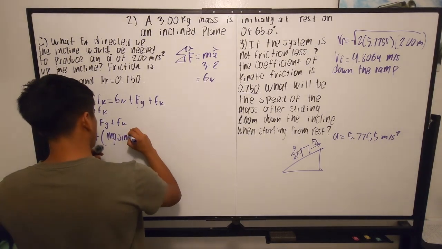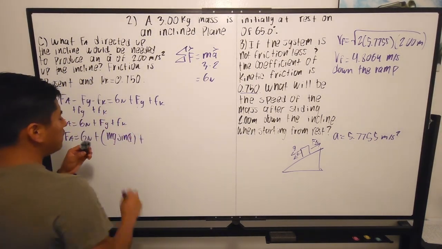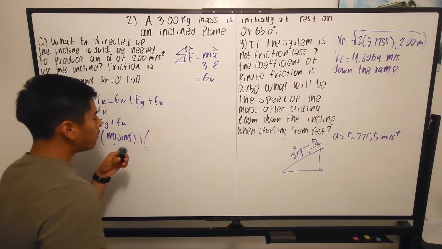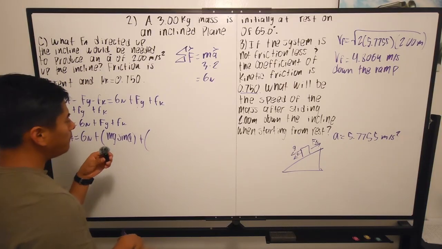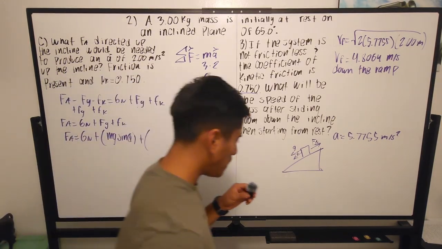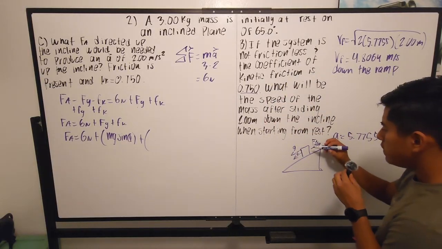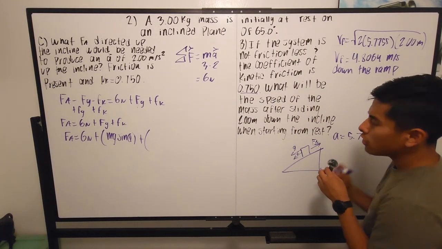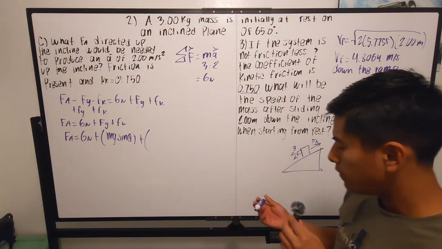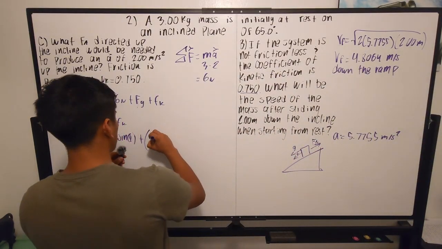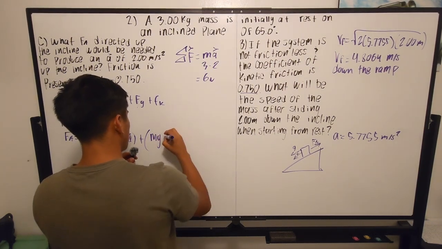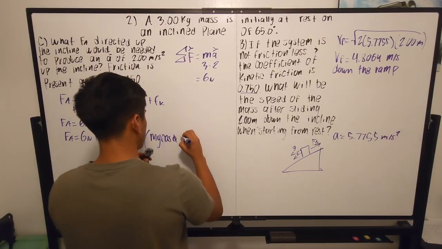mg sine of theta plus the force of kinetic friction, which is going to be the normal force times mu. So the normal force is going to be the component of gravity that is perpendicular. So that is going to be mg, not sine, mg cosine of theta multiplied by mu k.